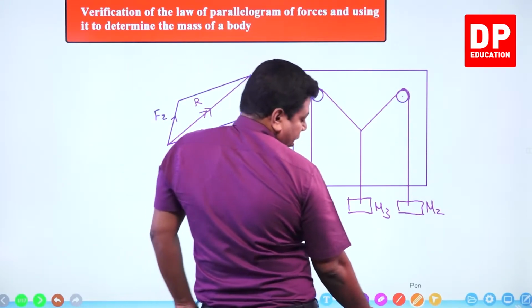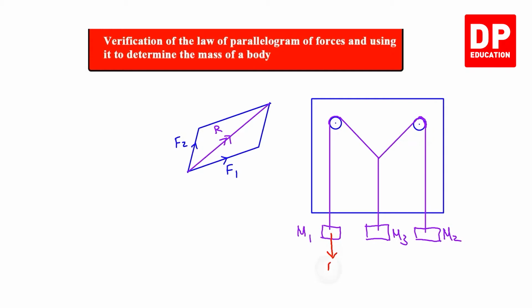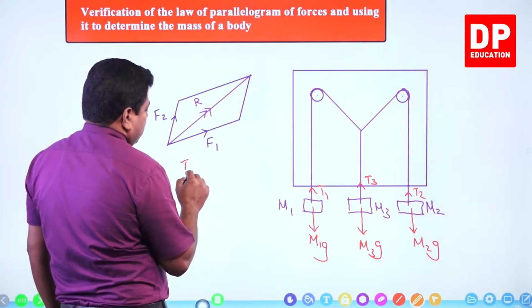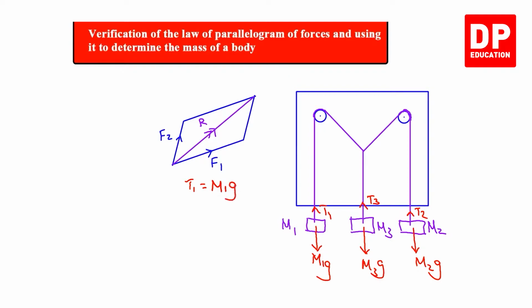When they are at equilibrium, let me mark the forces. Let this be the weight of this one, M1G, and this will have a tension of T1. This will have M2G, T2. M3G and T3. So, since all of them are in equilibrium, I can say T1 is equal to M1G. T2 is equal to M2G, because there are no other forces acting on those particles. Only these two are the forces. That means they are in equilibrium.